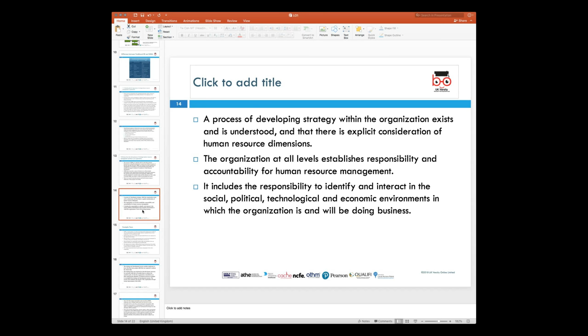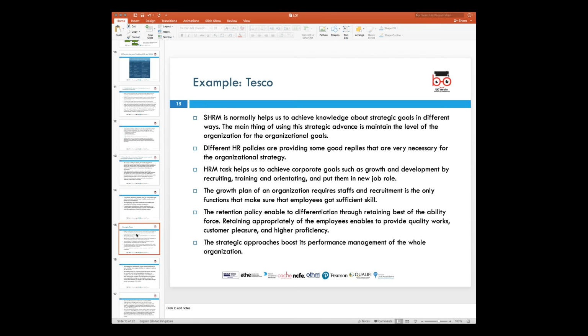And this is a responsibility which basically sits with the SHRM, or the strategy side of human resources management, and their responsibility will be to look at clearly identifying and understanding the impact of some of the social, political, technological factors which will affect the business, or it will affect the ability of the organization to do business in some of these countries. Now let's look at Tesco.